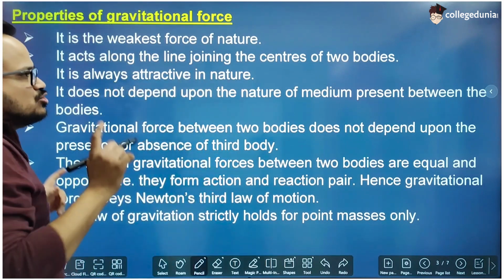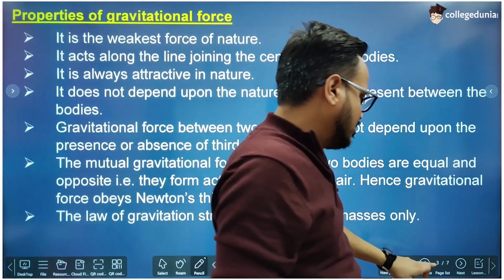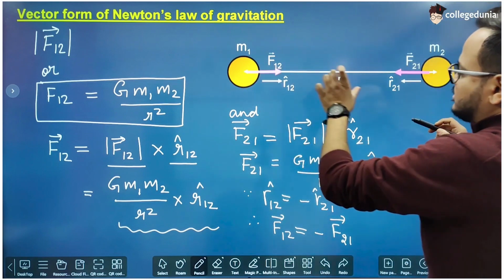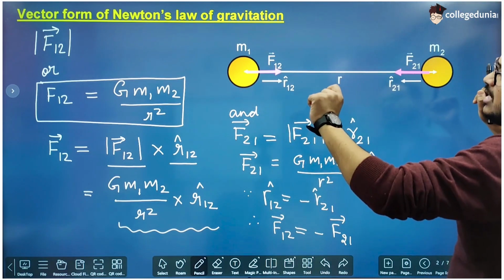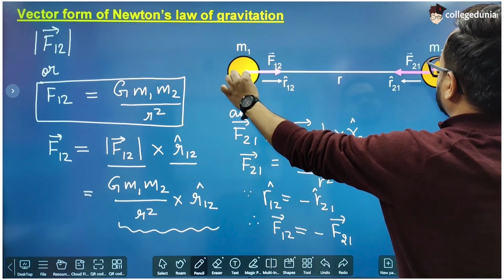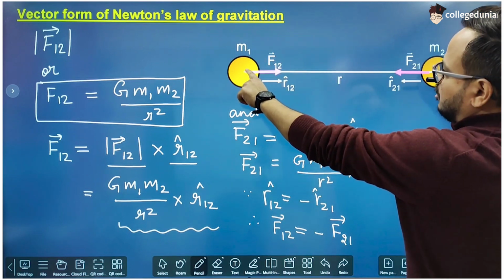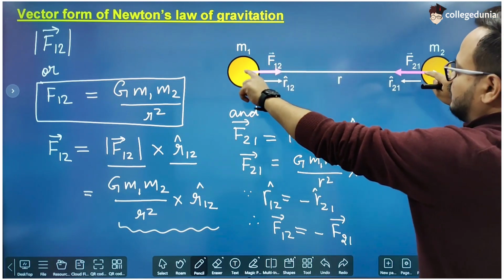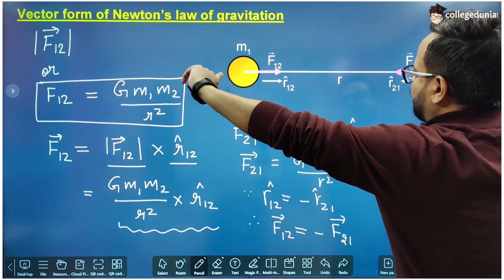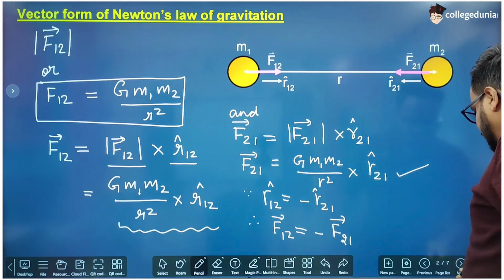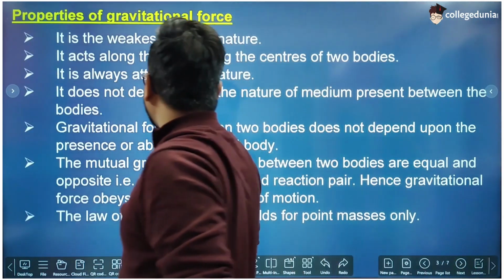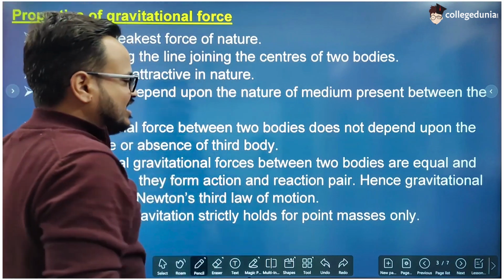It acts along the line joining the centers of the two bodies. Gravitational force acts along what? It acts along the line joining the centers of the two bodies. This is the center of this body, this is the center of this body. Now we have joined the centers of these two bodies, and gravitational force acts along the line joining the centers of these two bodies. It is always attractive in nature.